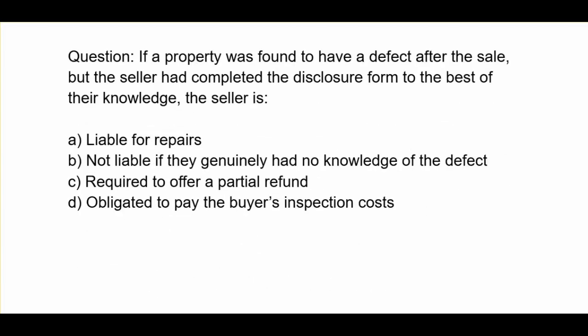If a property was found to have a defect after the sale, but the seller had completed the disclosure form to the best of their knowledge, the seller is A, liable for repairs, B, not liable if they genuinely had no knowledge of the defect, C, required to offer a partial refund, D, obligated to pay the buyer's inspection cost.